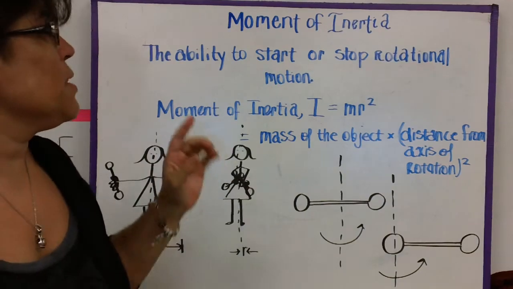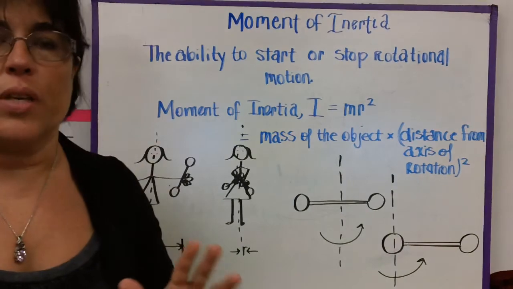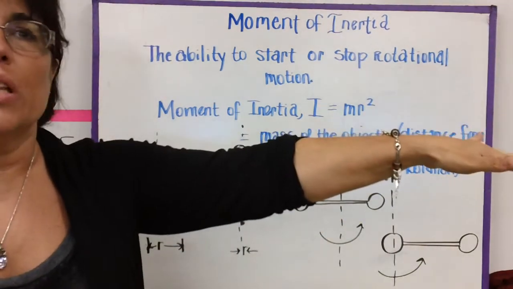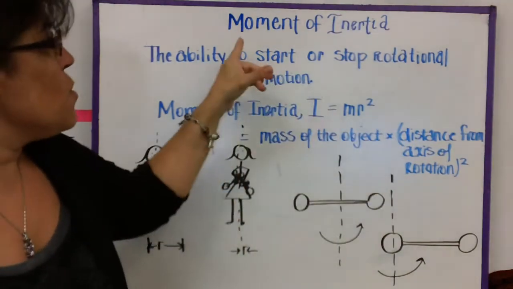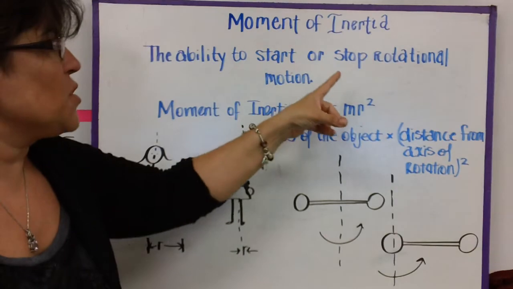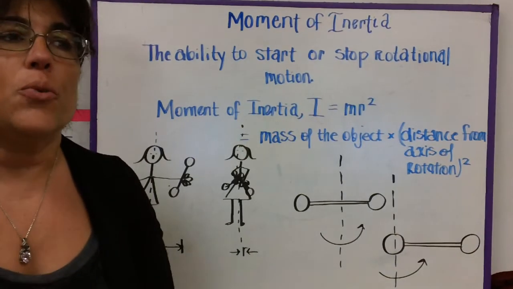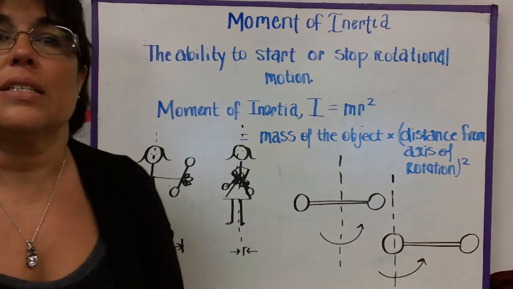Okay, so today we're going to be talking about what's called moment of inertia. We talked about last week that we called it a moment arm or a lever arm, and moment means the ability to move. So the moment of inertia is going to be the ability to start or stop rotational motion. Generally, the word inertia means the ability to stop any motion.